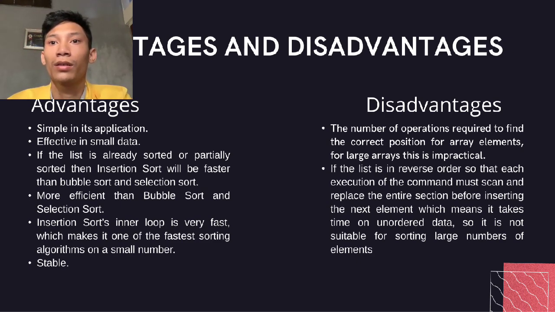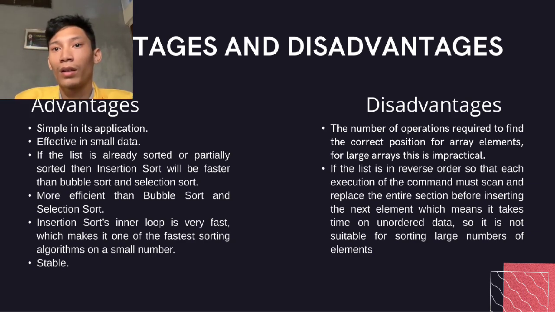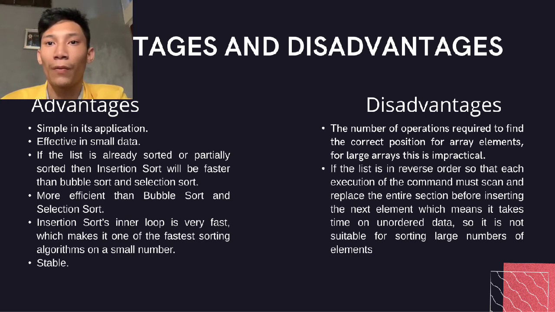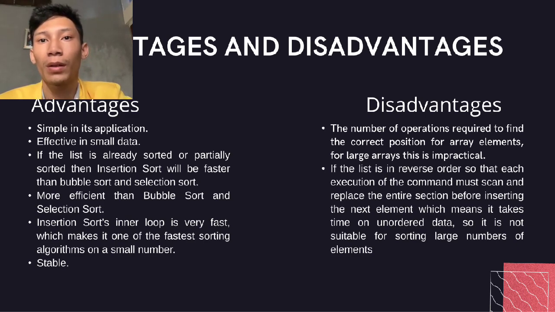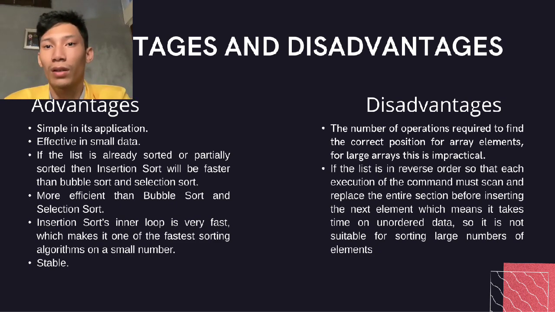The disadvantage is the number of operations required to find the correct position of an array element. For a large array, this is impractical. If the list is in reverse order, each execution of the command must scan and replace the entire section before inserting the next element, which means it takes a long time on unordered data. So it is not suitable for sorting a large number of elements.